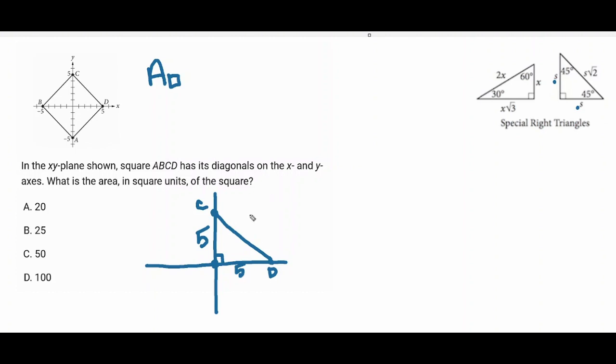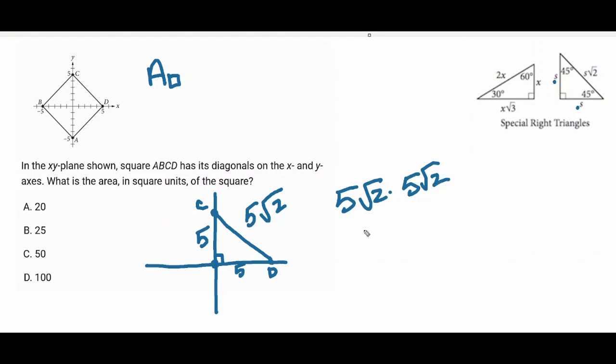What do you think this is? Good. It's 5 root 2. So what are the sides of this square? Every one of them is going to be 5 root 2. How do you find the area of a square? Well, you've been doing it since you were in 3rd grade. It's 5 root 2 times 5 root 2.